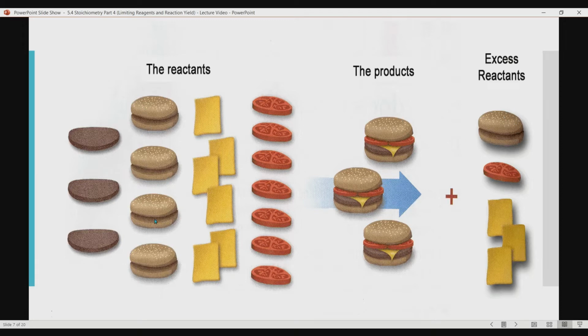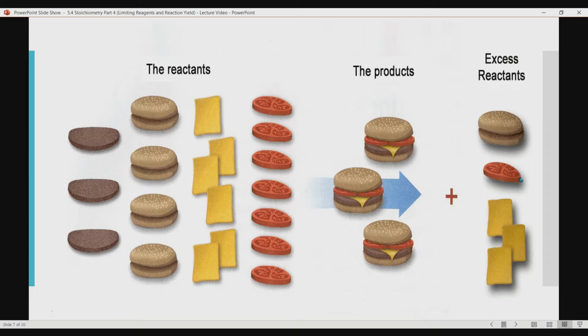Since 4 itong pares ng tinapay, may isang hindi magagamit. Meron ka naman ditong 1, 2, 3, 4, 5, 6. Meron kang 6 na keso, yung 3 ay hindi nagamit. Then you have your 1, 2, 3, 4, 5, 6, 7. Okay? So, tig-2 tomato slices ang nilagay. Dahil 7 ito, yung 6 ay magagamit, yung isa ay excess.